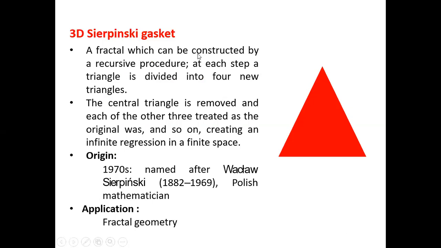Fractal geometry is a concept which is constructed by a recursive procedure. That means we take a triangle and further subdivide it. Again, that particular triangle will be divided, and the parts of the triangle will be further divided into smaller triangles. Recursively we divide each triangle into 4 new triangles. Every time the triangle is divided into 4 new triangles, the central triangle is removed, each of the 3 remaining is treated as the original one, and again the division happens.